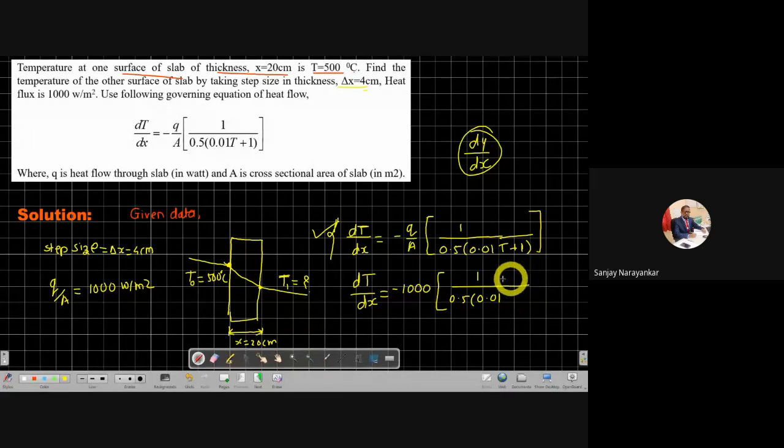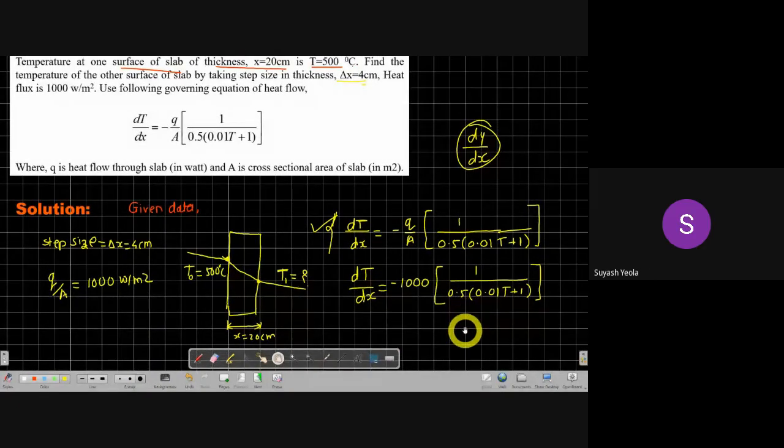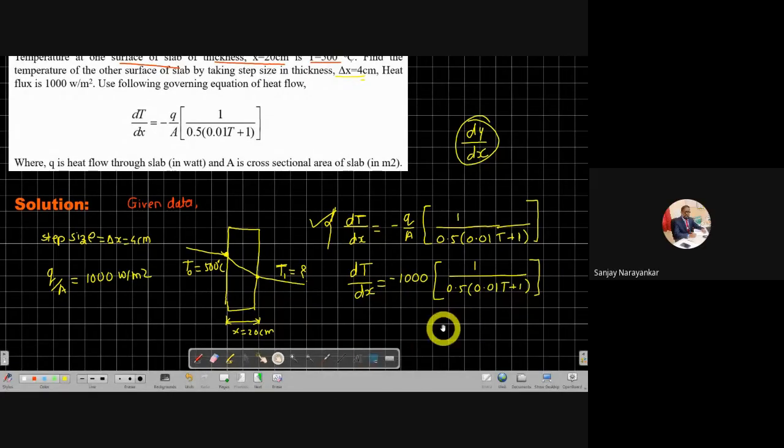Now temperature is given on one side. Okay. So we have to find out the temperature on the other side. And this is a function of distance. This is not the equation we are having. Any doubts, students, in this equation? No, sir. Okay. Now we know that we used to write the equation in terms of dy by dx. So let us convert this equation in terms of dy by dx.